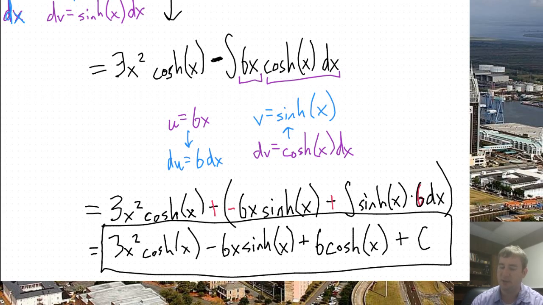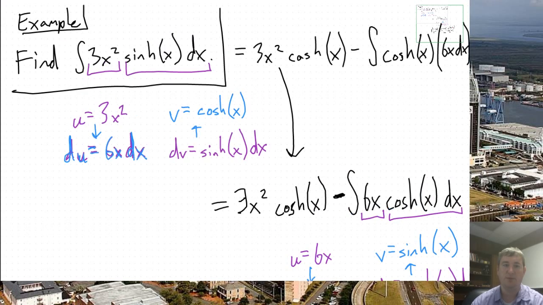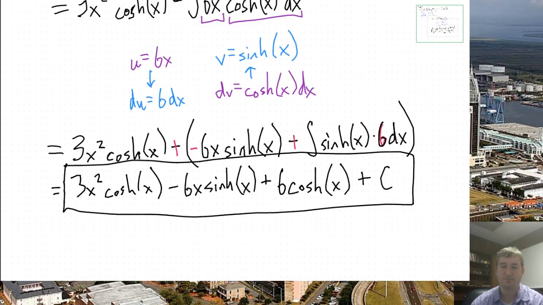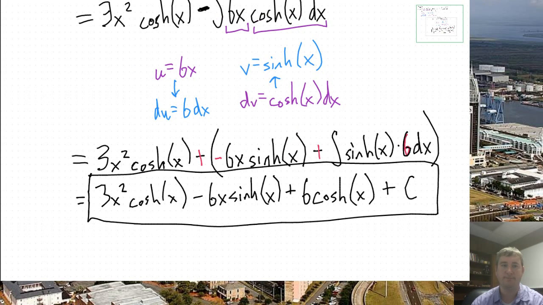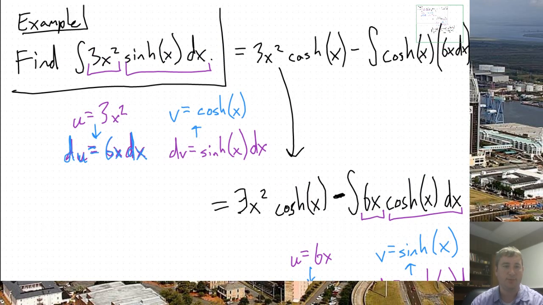And it would take a little bit of work. You'd have to do a couple of product rules, but you could actually take the derivative of this, and it would end up being 3x squared hyperbolic sine of x from that guy right there. Let's do one more problem.